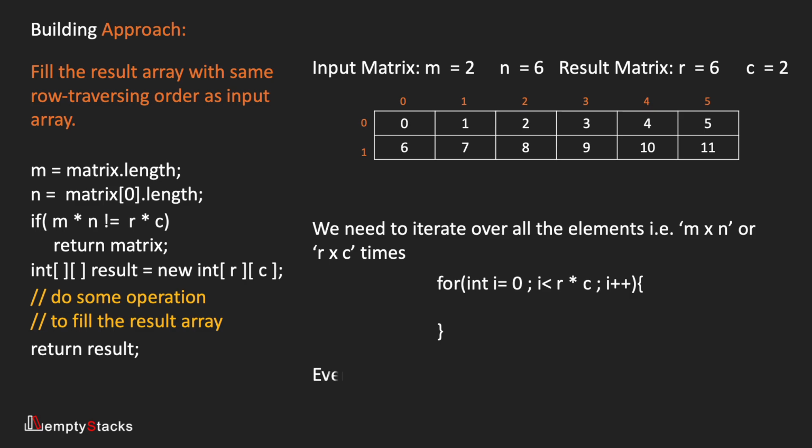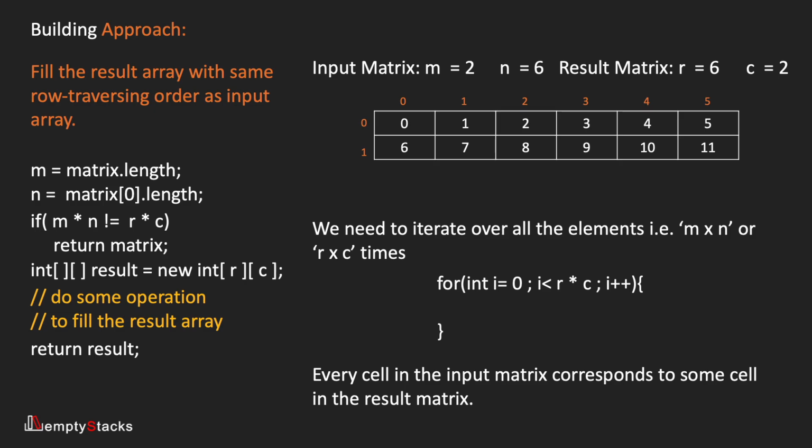Now secondly, every cell in the input matrix corresponds to some cell in the result matrix. But since we don't know yet exactly which cell from the input matrix will point to which cell in the result matrix, we can write result[x][y] equals matrix[a][b], where x, y, a and b are some dummy variables whose values we don't know yet.